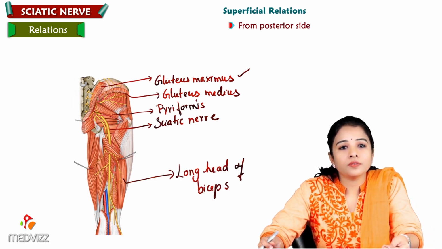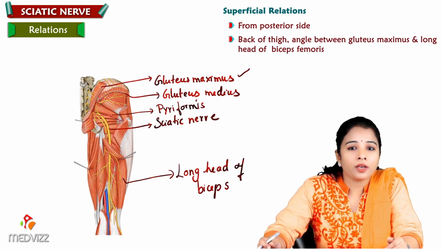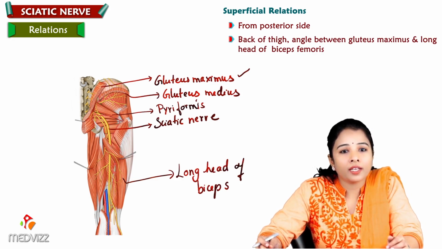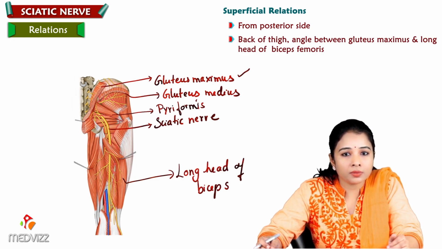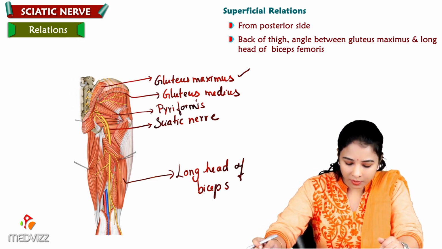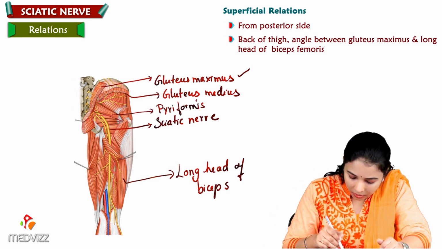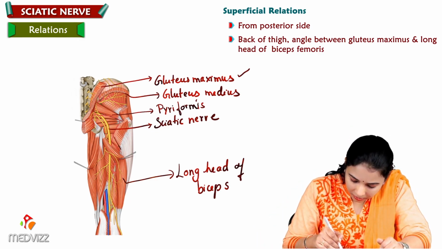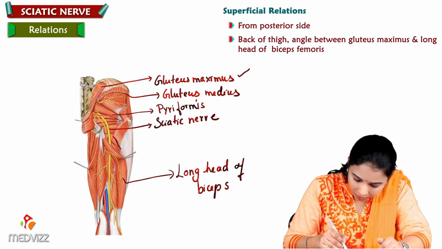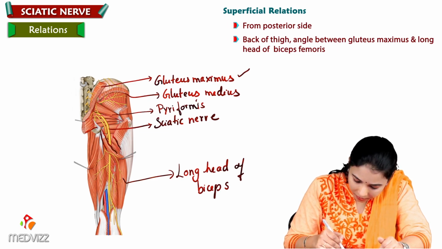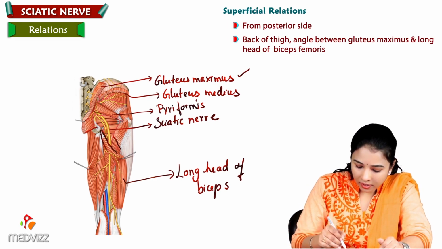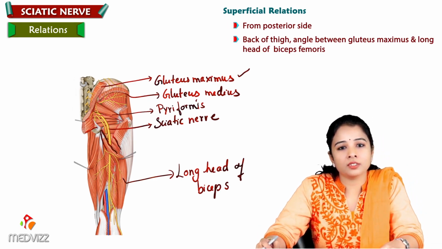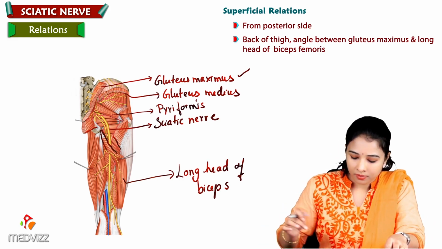And the sciatic nerve is accessible in the back of the thigh only at the angle between the gluteus maximus and the long head of biceps femoris. So between the lower border of the gluteus maximus, this is the cut part of gluteus maximus, and here is the origin of the long head of biceps from the ischial tuberosity. So at this angle, the sciatic nerve is more accessible in the back of the thigh.